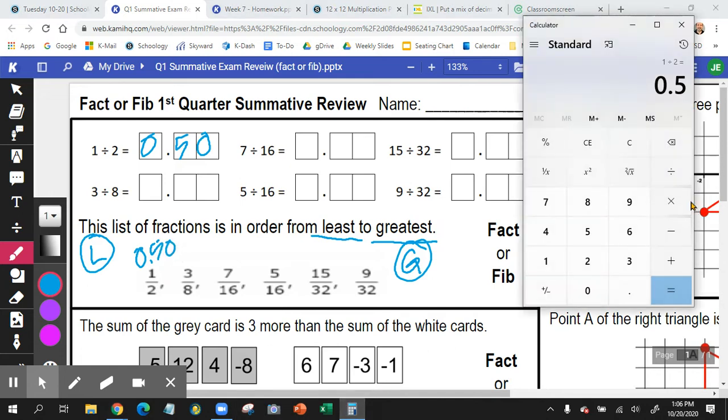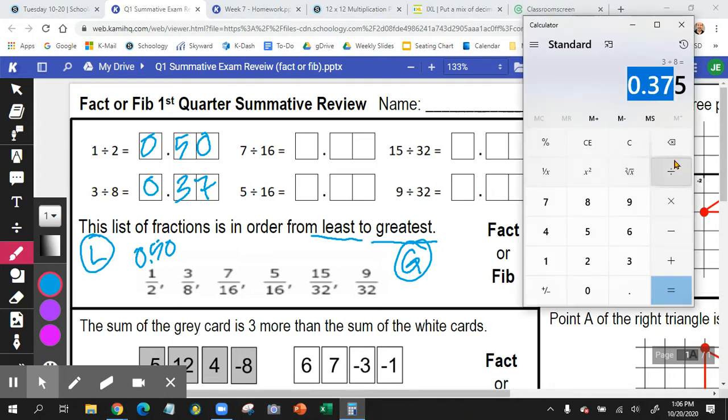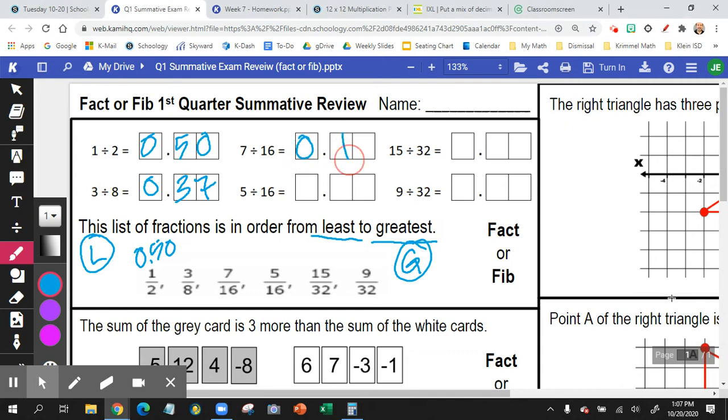Now if we check 3/8, 3 out of 8 is a little bit less than half of 8. Half of 8 would be 4, and 3 divided by 8 is going to be under 50%, which is about 37%. We can check 7/16. 7/16, we're just going to focus on the first two place values. So 7 out of 16 is only about 43%.